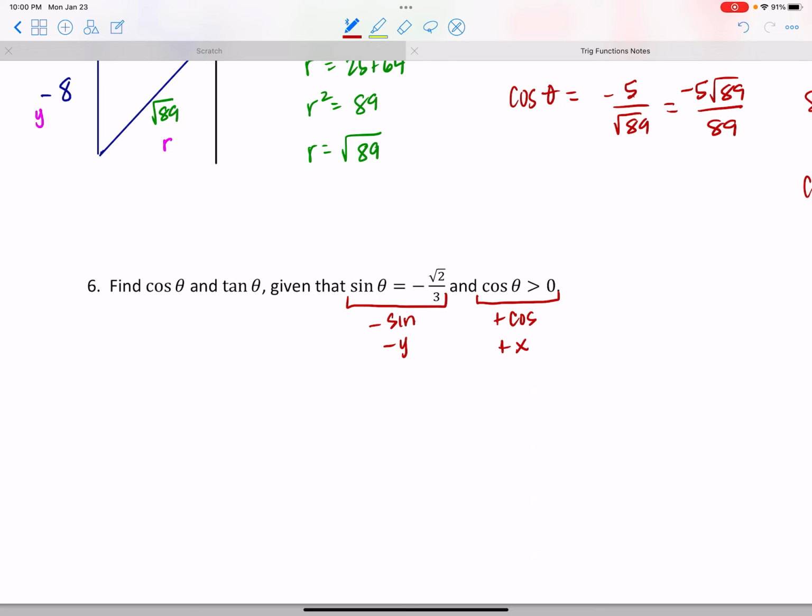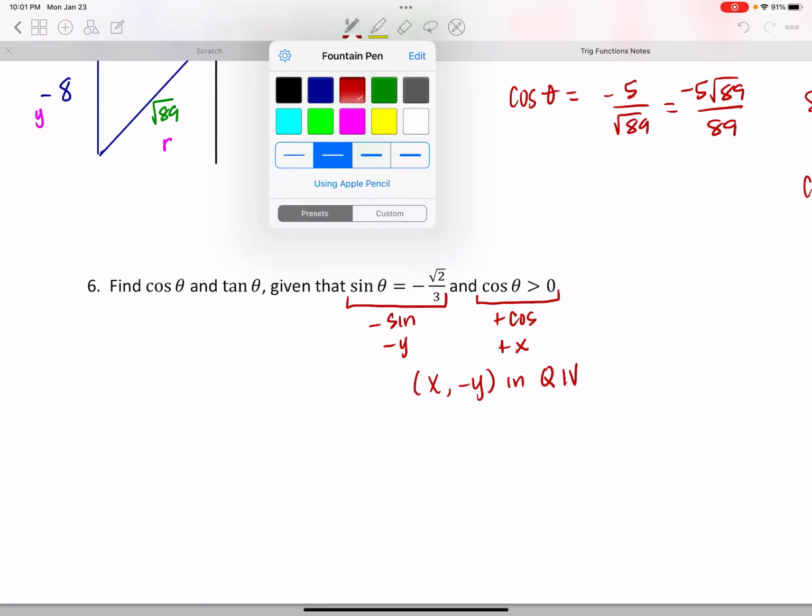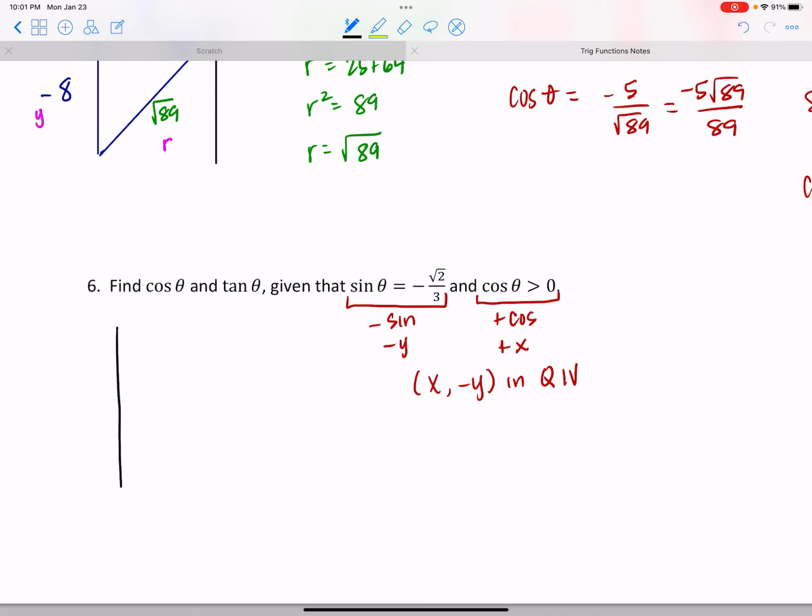If cosine was positive, they would have to both be positive. So again, the radius always being positive, this tells us we have a positive x and a negative y. That's helpful because we know that we have positive x's and negative y's in quadrant 4. So that is a way for the information to tell us that we're looking at an angle in quadrant 4. So now let's sketch it out. Okay, so an angle in quadrant 4.